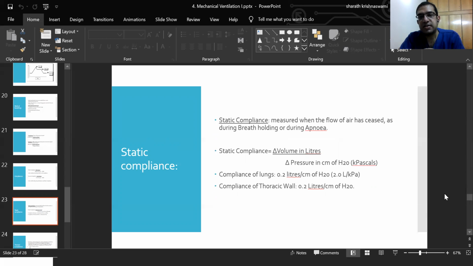Static compliance can be understood as the amount that is measured when the flow of air has ceased, such as during breath holding or during apnea. It can be given by the equation static compliance is equal to the change in volume in liters divided by the change in pressure in centimeters of water, which can also be read as kilopascals. Now the compliance of the lungs is 0.2 liters per centimeter of water, and the compliance of the thoracic wall is 0.2 liters per centimeter of water.